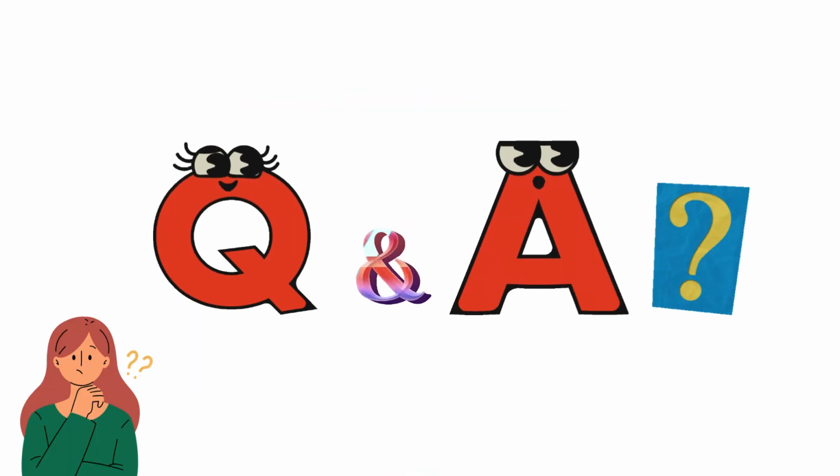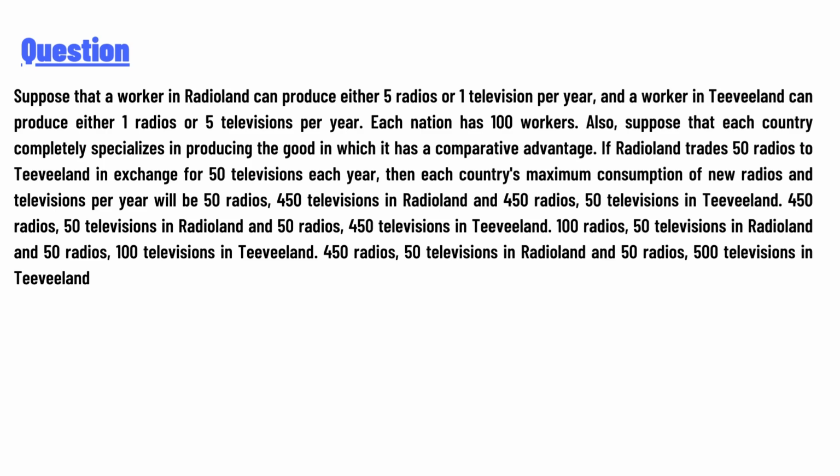So our today's question is: suppose that a worker in Radioland can produce either 5 radios or 1 television per year, and a worker in Teeveeland can produce either 1 radio or 5 televisions per year. Each nation has 100 workers. Also suppose that each country completely specializes in producing the good in which it has a comparative advantage.